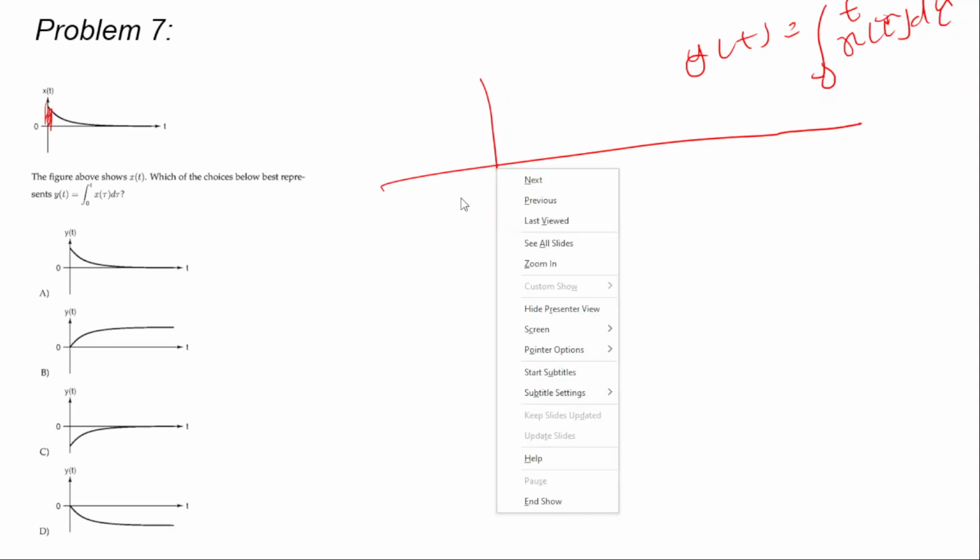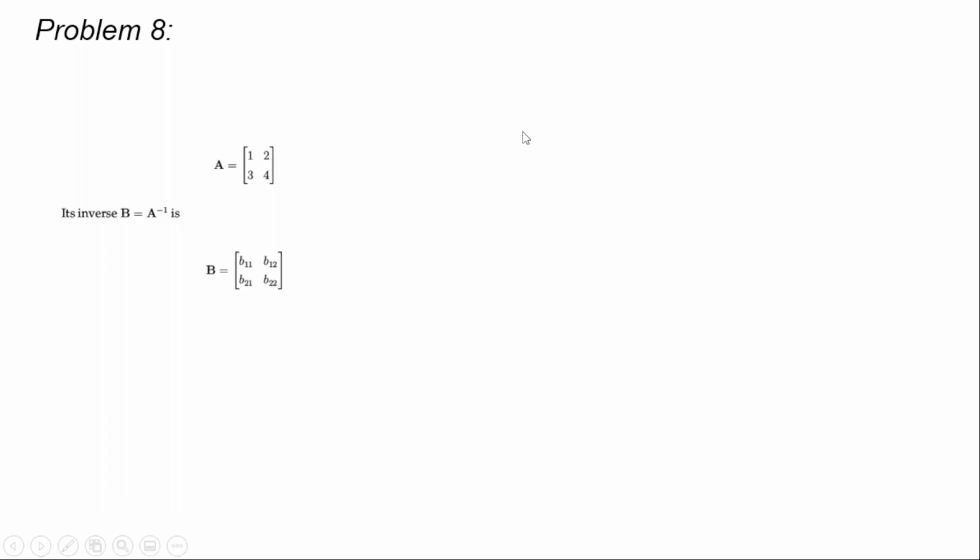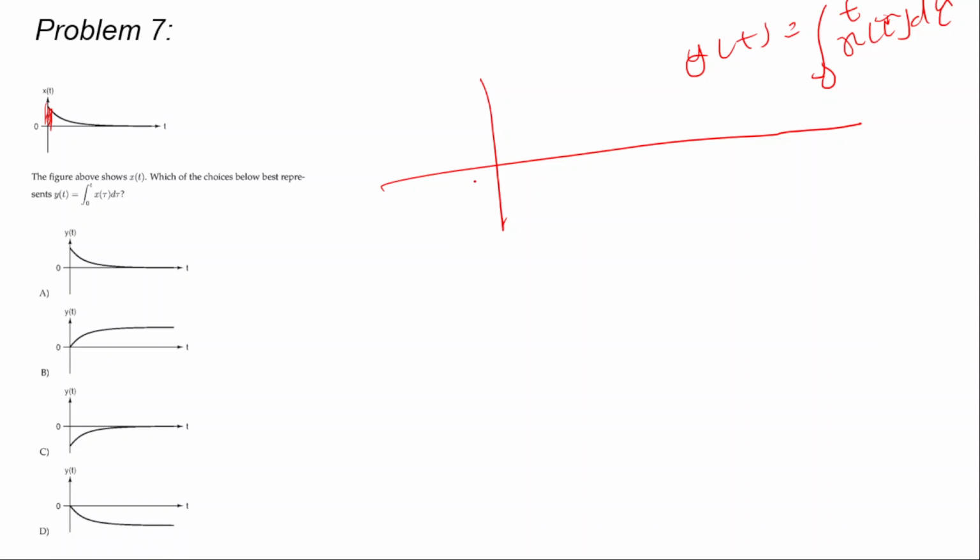So here will be the first point. First point will be this. Okay, so now as you move, this area will increase, and this curve is always above the horizontal time axis. So this area will always be positive because this is not crossing.